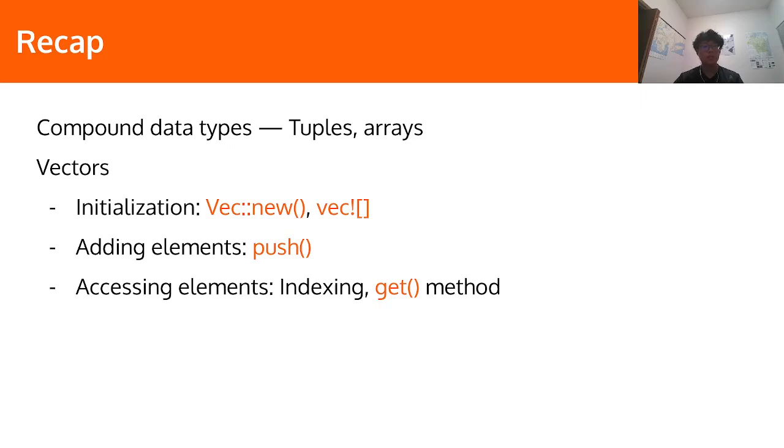So to recap, we have covered a few new compound data types. There's tuples and arrays, which are primitives, and vectors, which is a collection type. There are two ways to initialize it, using the new and also with the macro. We can push to add elements, and to access we can use indexing with the square bracket or using the get method. So now I will demo this vector using both methods, right?